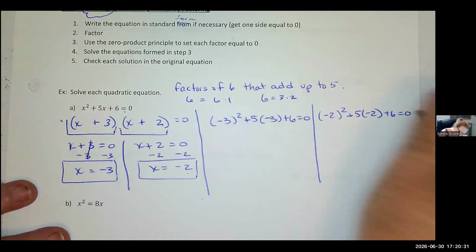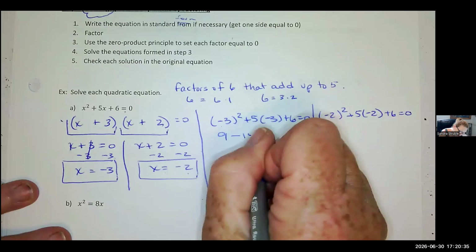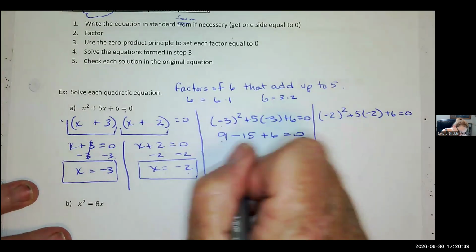9, 5 times -3 is -15, plus 6 is equal to 0. 9 minus 15 is -6, plus 6, and that is 0.